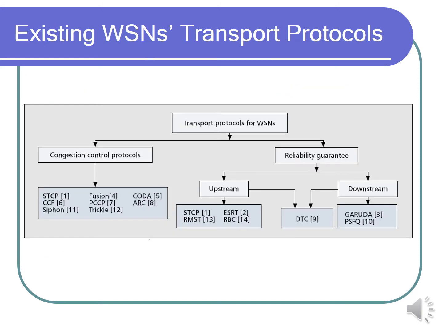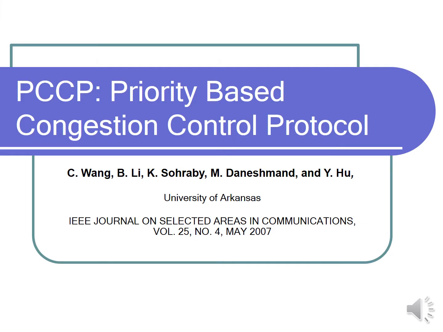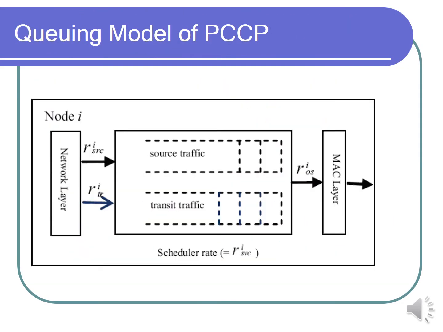Existing wireless sensor network transfer protocols: congestion control protocols and reliability guarantee. STCP, CCF, Siphon, Fusion, then the upstream protocols are STCP, the sensor transmission control protocol, then priority based congestion control. So we will be having the source traffic as well as the transit traffic.